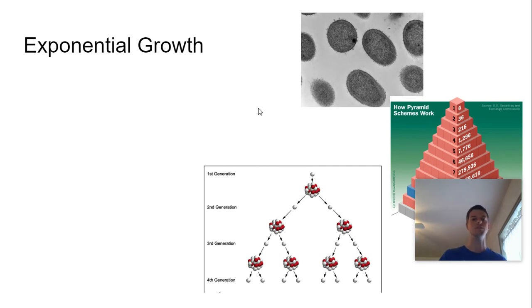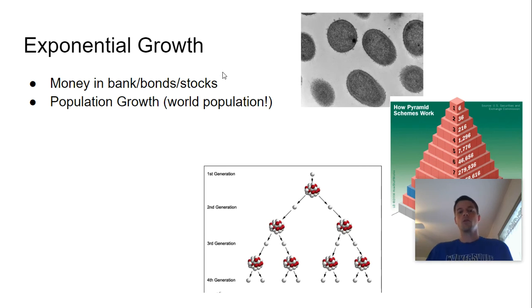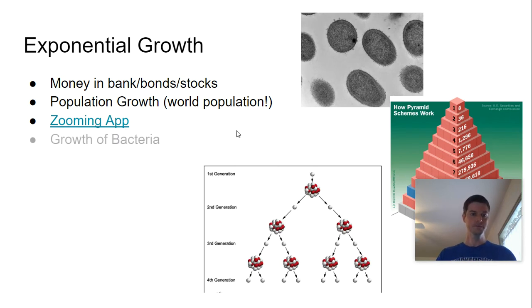There's some other situations that use exponential growth. It's all around us. Money grows exponentially. That's why people who can invest in bonds and stocks get richer even faster. World population, of course, grows exponentially. There's a neat zooming app. I'll link that as well in the video.